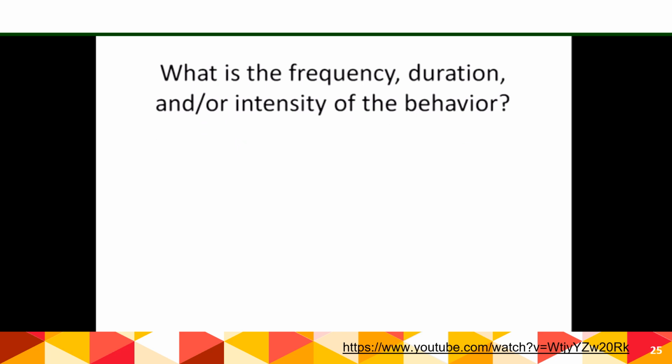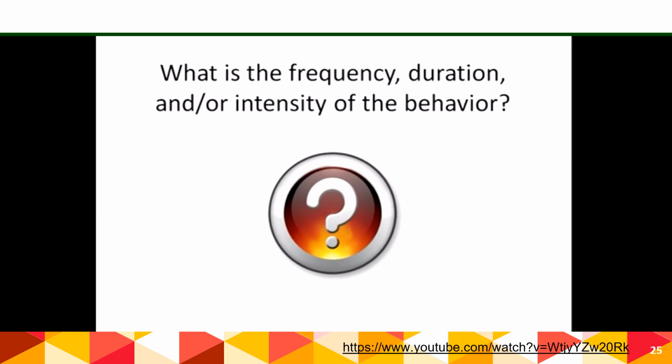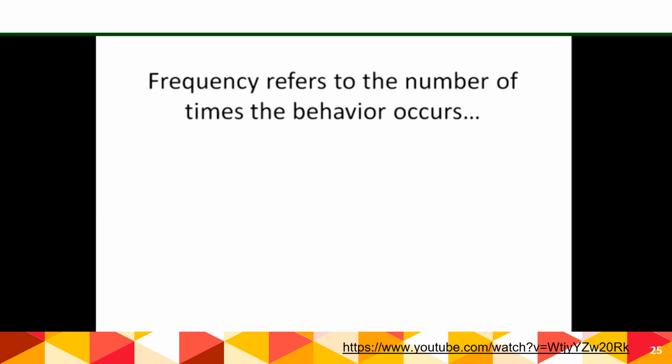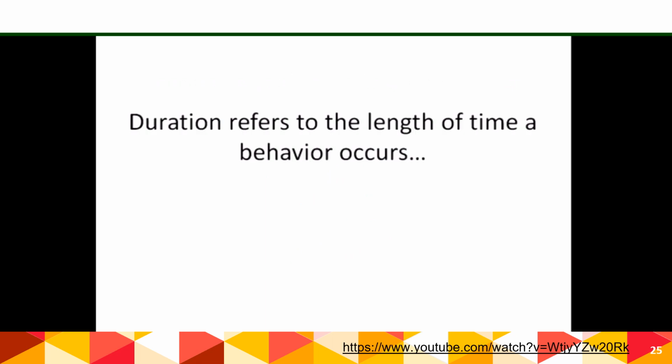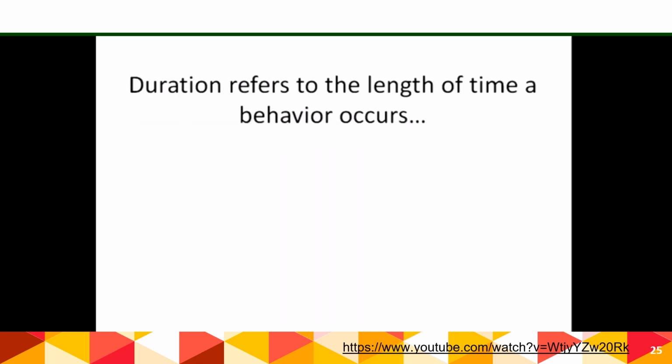What is the frequency, duration, and/or intensity of the behavior? Frequency refers to the number of times a behavior occurs. Many times I've heard teachers say, he's always out of his seat. And yet when we conduct an observation, we discover he's only out of his seat 3 or 4 times. Maybe too many times for that teacher, but the actual number will help us track the student's improvement. Duration refers to the length of time a behavior occurs. There's a very big difference between a 5-second behavior and a 2-minute behavior.